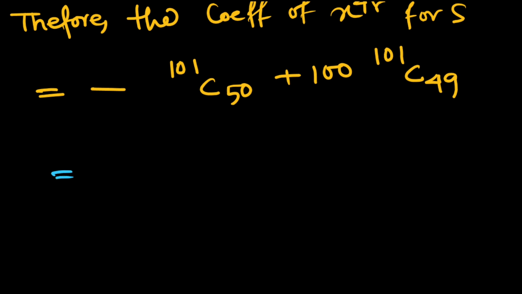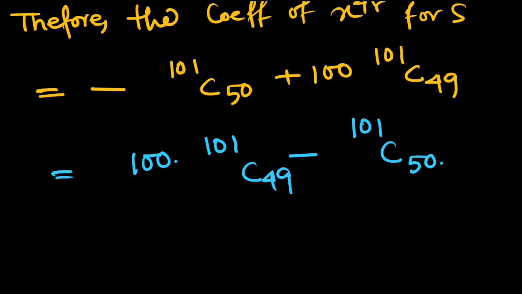Now we clearly write it: 100 101C49 minus 101C50. So if we see the options of this question, it will be option 3. So option 3 is the correct answer.